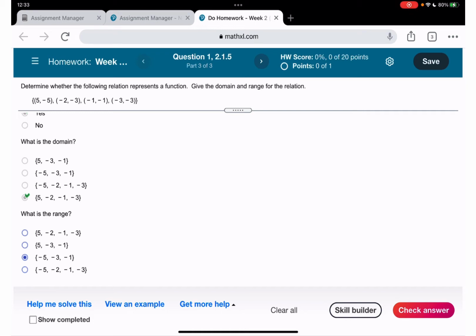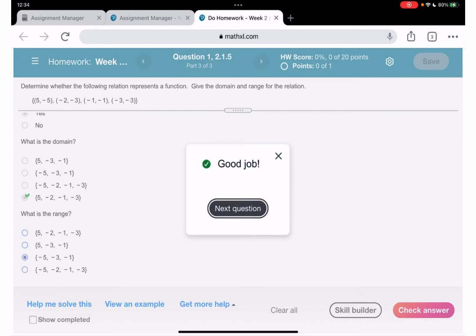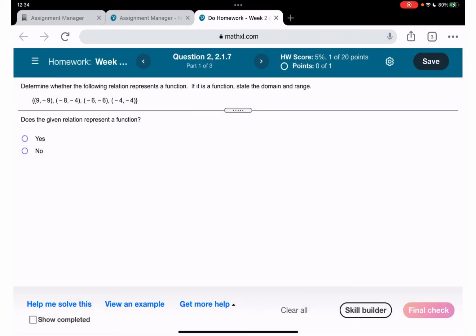When in the domain or in the range, elements of coordinate are repeating, we don't put it twice. We put only once. Okay? Therefore, this -5, -3, and -1, it is our range. Well done. Moving to next question.